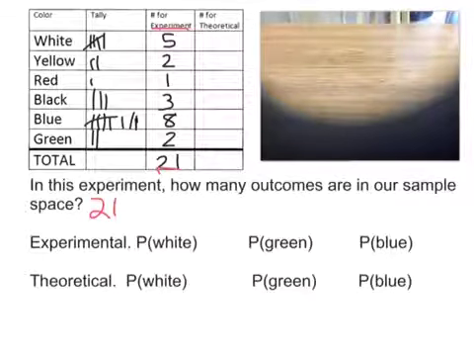All right, so first white. Well, we found out that in our trials we got 5 white cubes out of 21. So the experimental probability to get white would be 5 out of 21. Now, looking at that as a decimal can be handy, especially when comparing it to theoretical, which we'll do in a little bit, and that would be about 0.24.